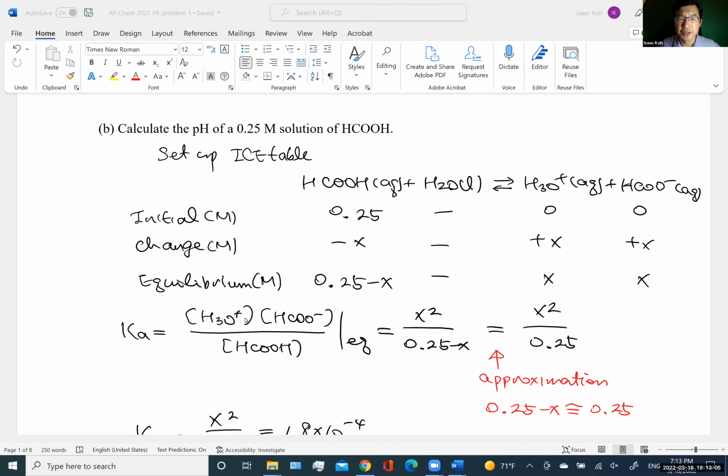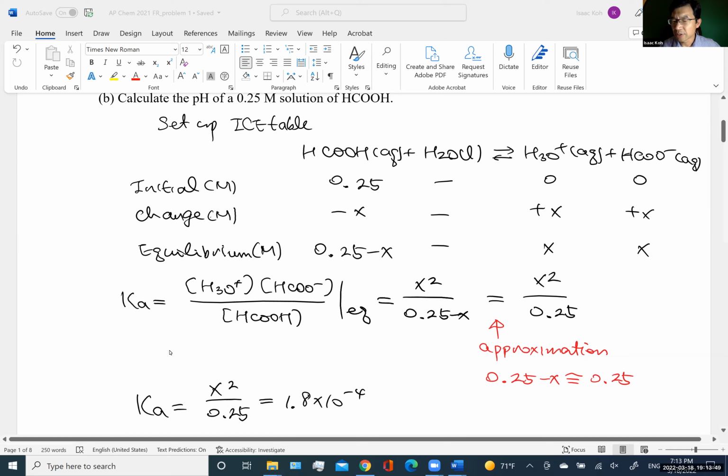So we have two options. First, plug into the Ka and work on the quadratic equation. Or the second option, which is approximating that X is much smaller than 0.25, so 0.25 minus X is approximately equal to 0.25. This works in many cases. Okay, in this case also the Ka value is 10 to the negative fourth power, so I think it is small enough and we can use the approximation. Later we'll be checking if this approximation is a valid assumption.